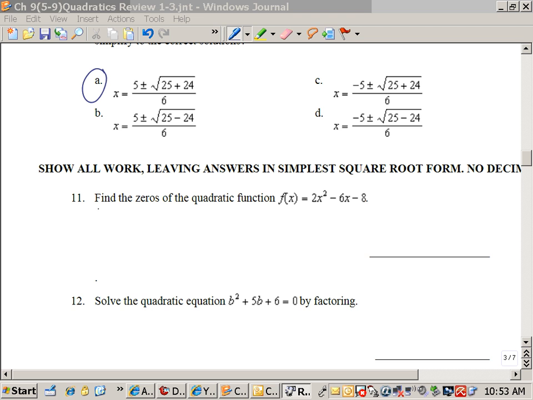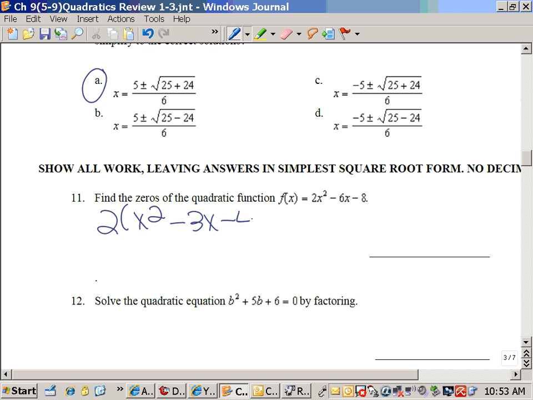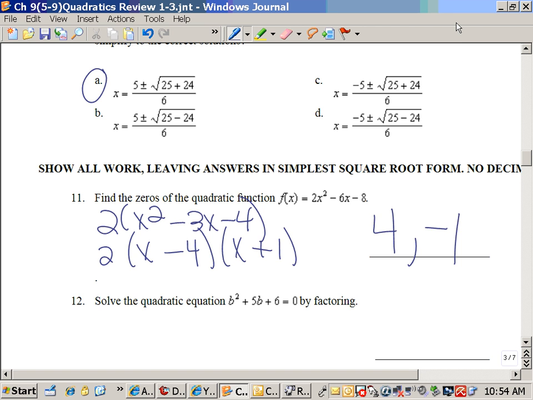So I have to first take out a 2. Then I got 8x squared minus 3x minus 4. What multiplies to give me 4 and adds to give me 3? X minus 4 and x plus 1. And then people think those answers are the answers that go in the blank. What do you have to do? You have to do +4 and -1.